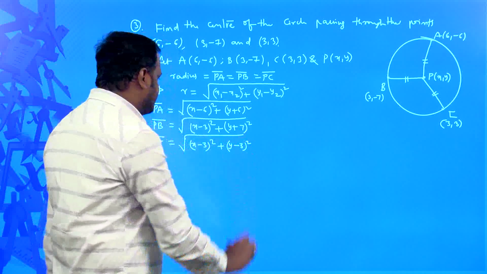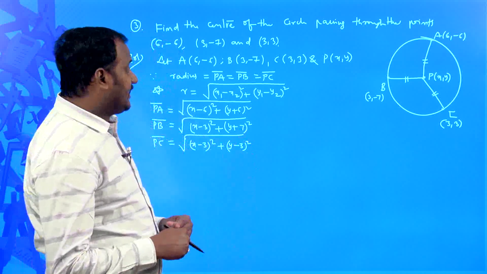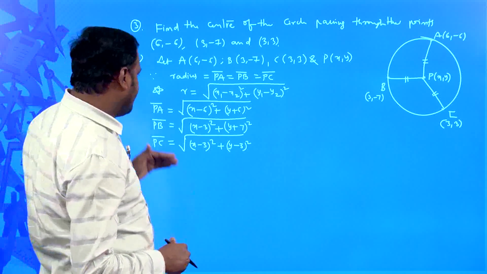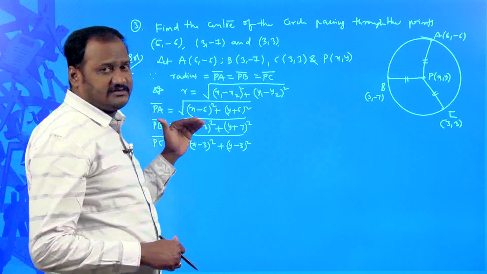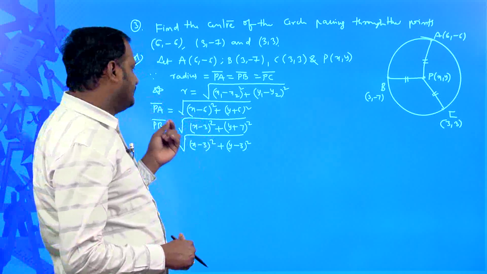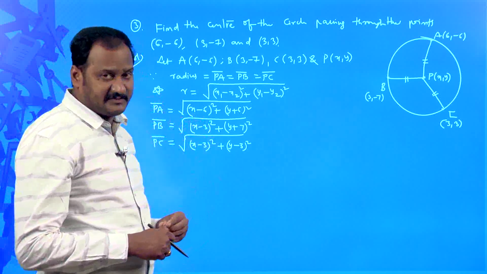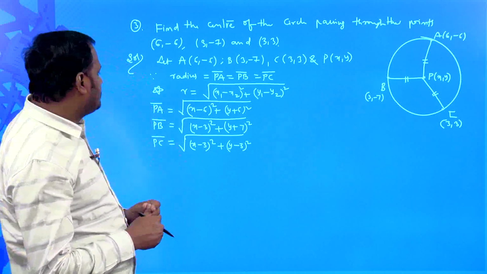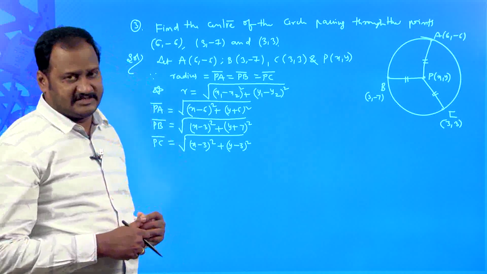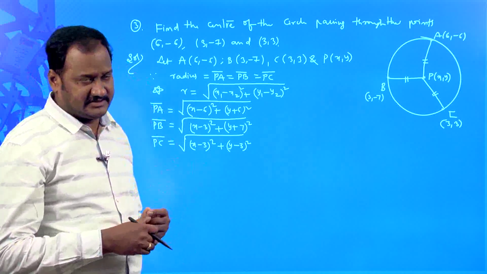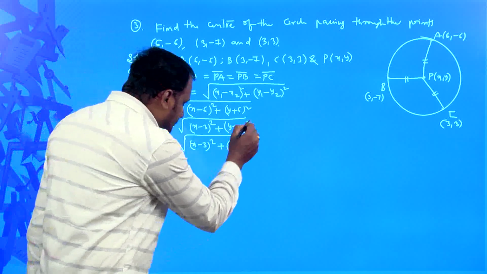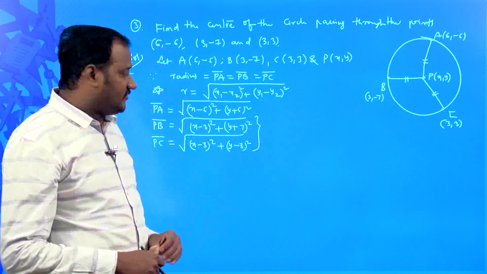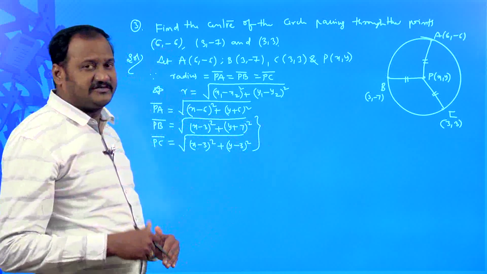So after finding the distances PA, PB and PC, now we know that PA is equal to PB is equal to PC. Therefore, I am going to equate any two distances to figure out the value of x or the value of y if it is possible. See here, if you observe clearly PA, PB, PC, which two distances should be equated first? You can equate any two distances, but if you observe these two distances, x minus 3 whole square is there in both. When you equate them, x minus 3 whole square will get cancelled.